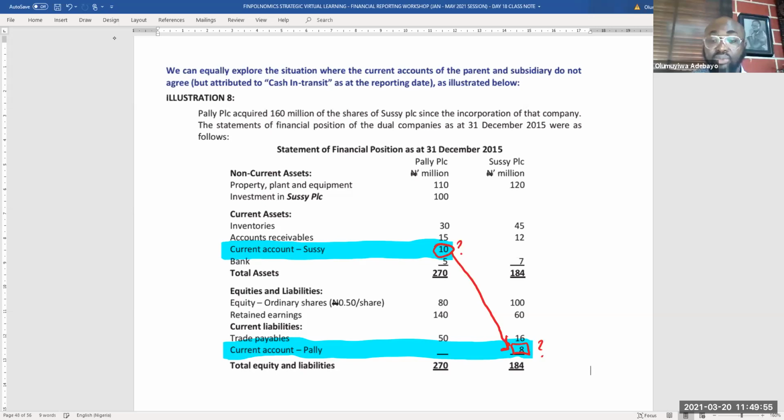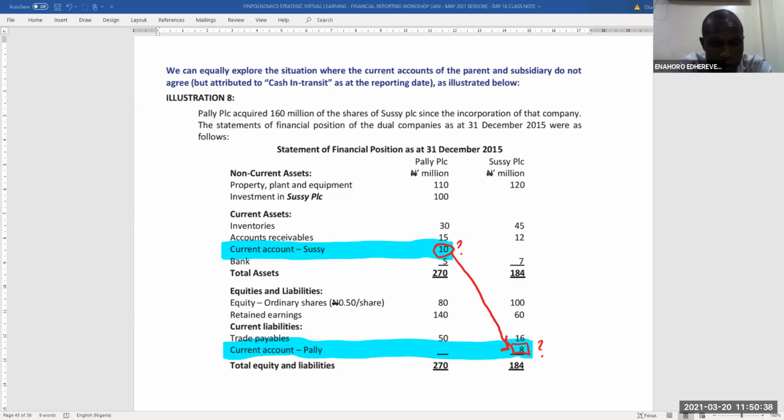Who can tell me what would have caused this difference? There are several; from practice, we have seen a lot of these, but I think one is when transactions are in transit as at the reporting date. Transactions in transit can be goods in transit, or maybe payment that is in transit. Then also you can have wrong entries and what have you. Those are some of the things I think could be responsible.